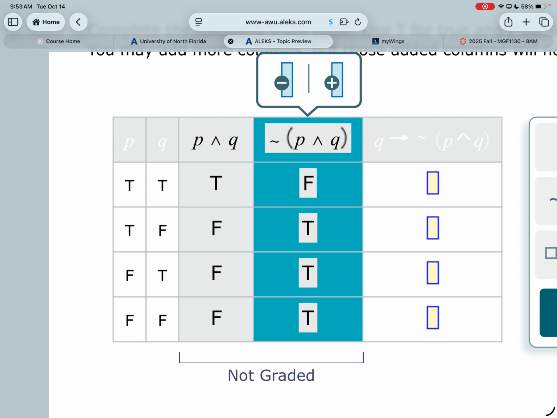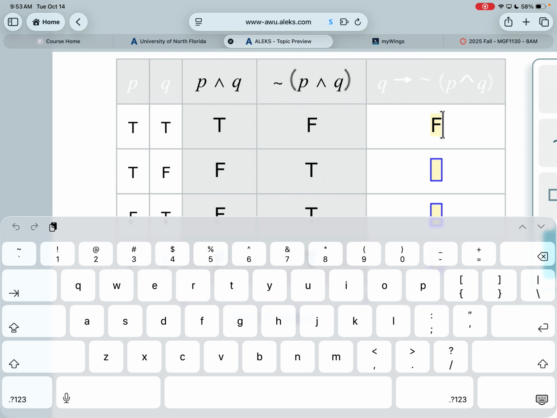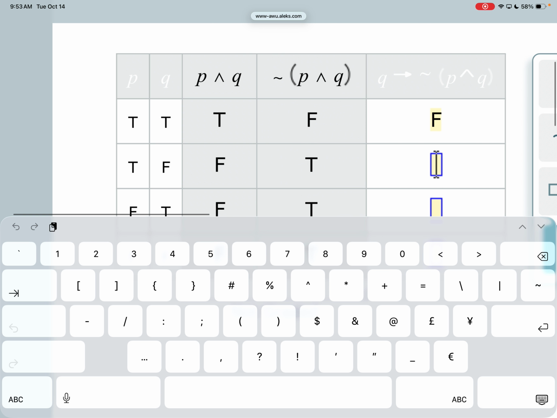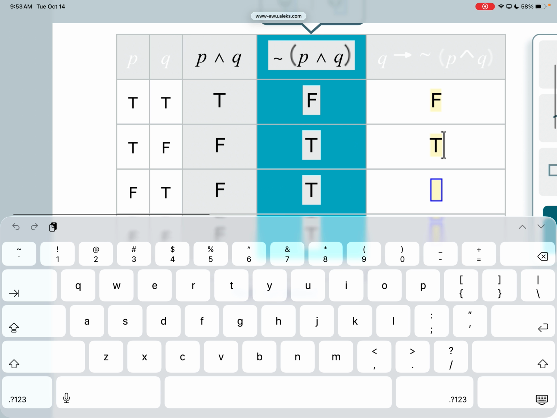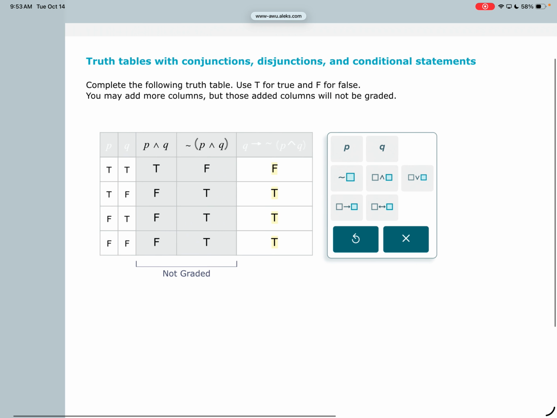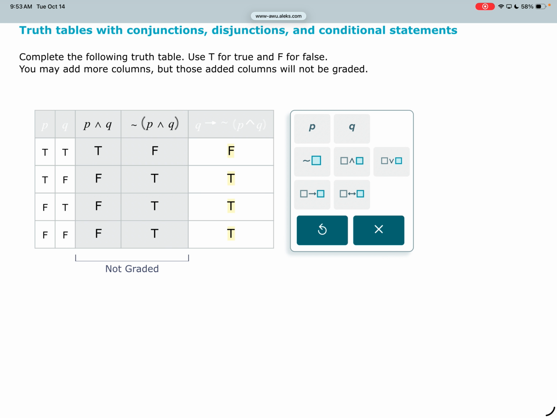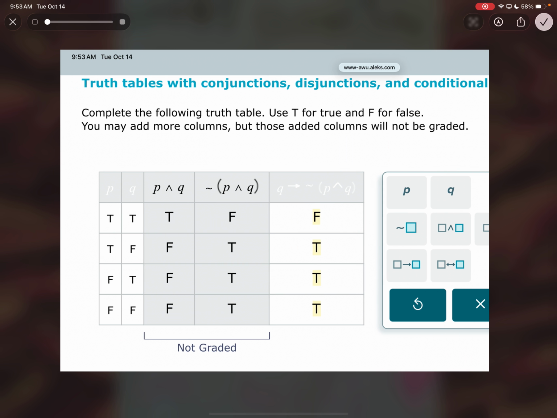So remember our rule for if then: it's only false when the first is true and the second is false. So true here, false here, that's going to be false. False true would be true. True true would be true. And false true would be true. Okay, so there we went through every scenario. Take it step by step. If you try to do multiple steps at once, you will struggle with this.